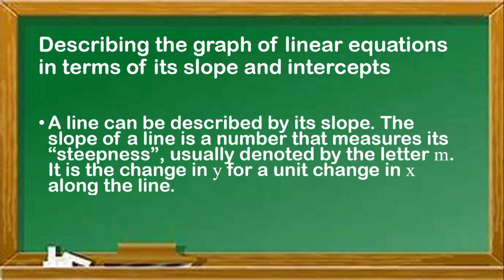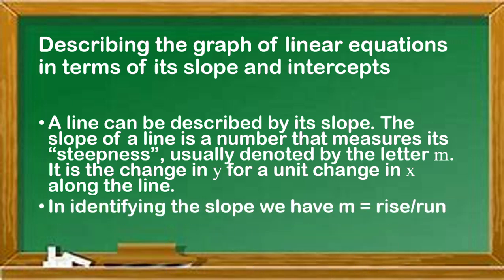Describing the graph of a linear equation in terms of its slope and intercept. A line can be described by its slope. The slope of a line is a number that measures its steepness, usually denoted by the letter m. It is the change in y for a unit change in x along the line. In identifying the slope, we have the formula m is equal to rise over run.